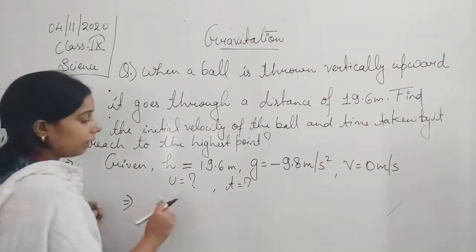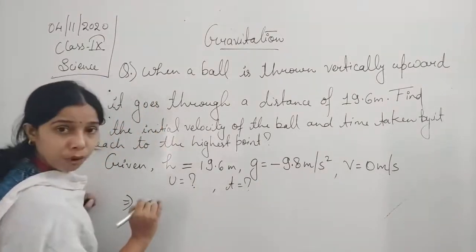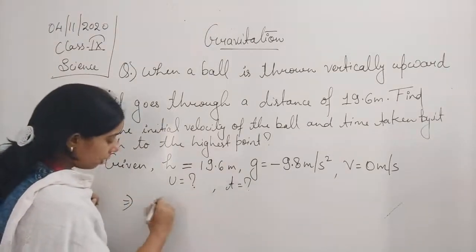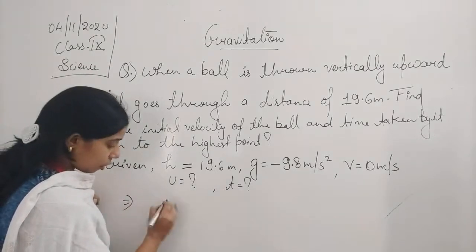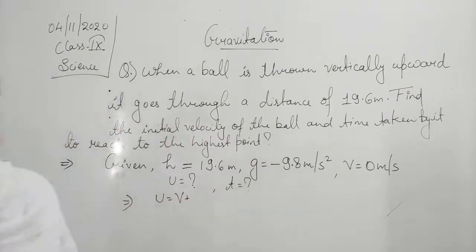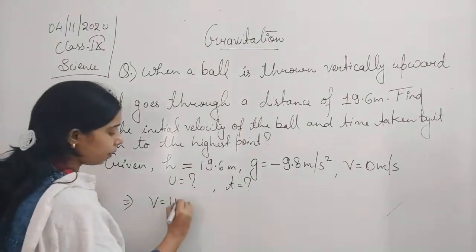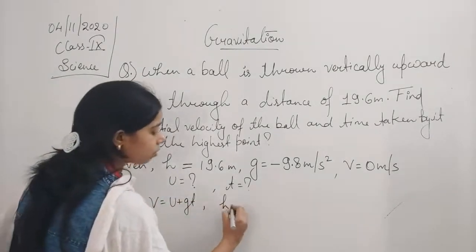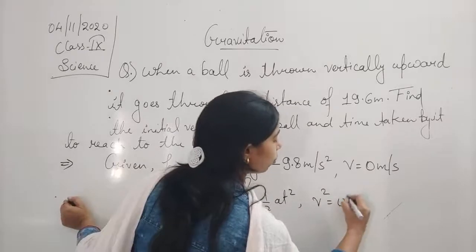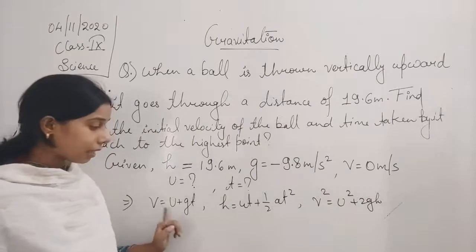You see, students, that here height is given, g is given, v is given, and we have to find u, and there are three formulas for calculating u. The first one is v is equal to u plus at, v is equal to u plus gt. Second one is h is equal to ut plus half at square, and third one is v square is equal to u square plus 2gh. So these are the three equations, and in all the equations it has included u.